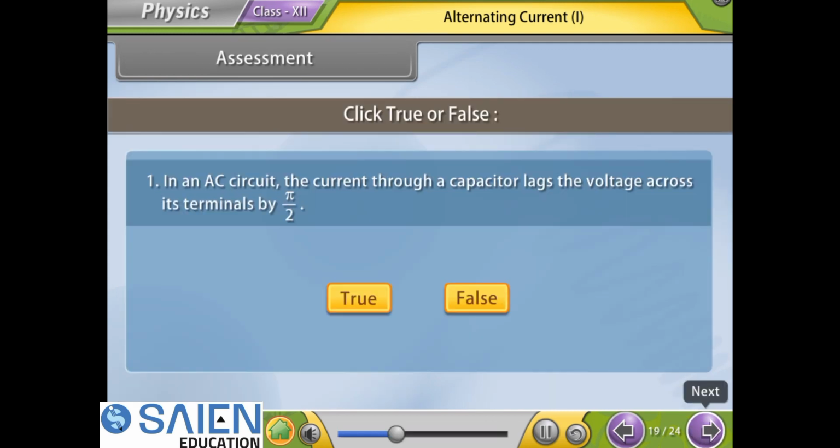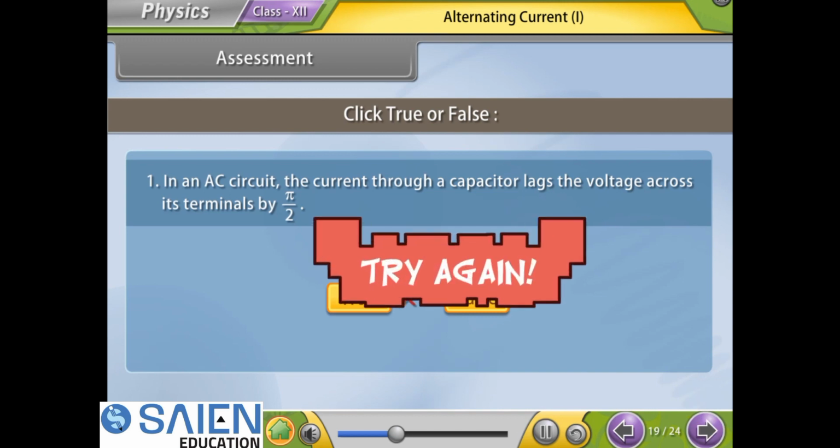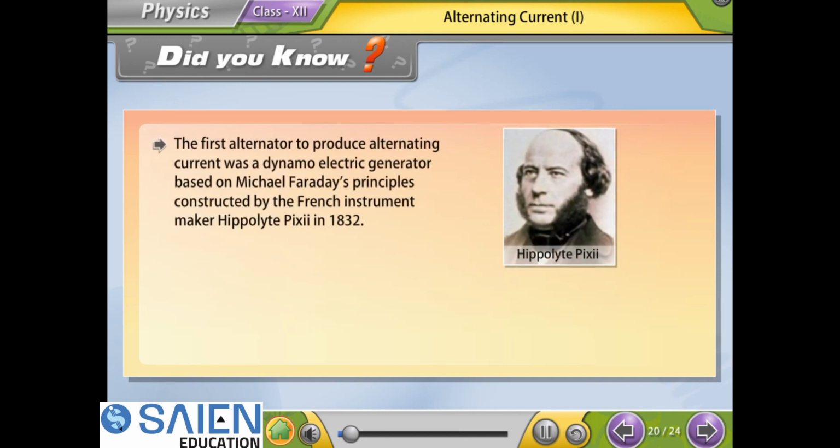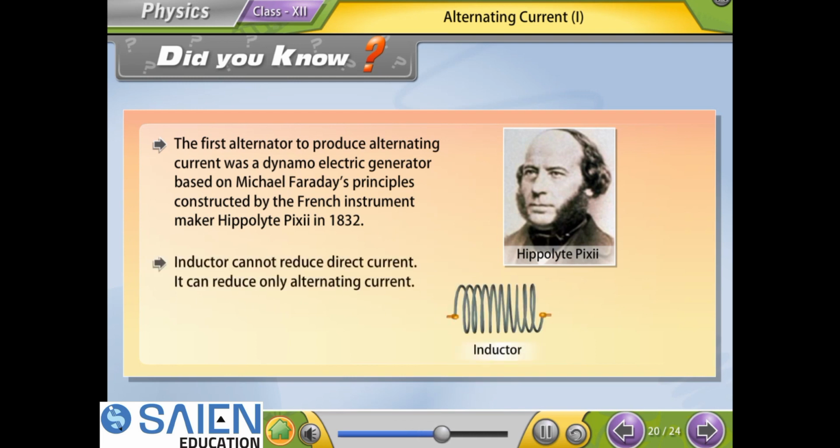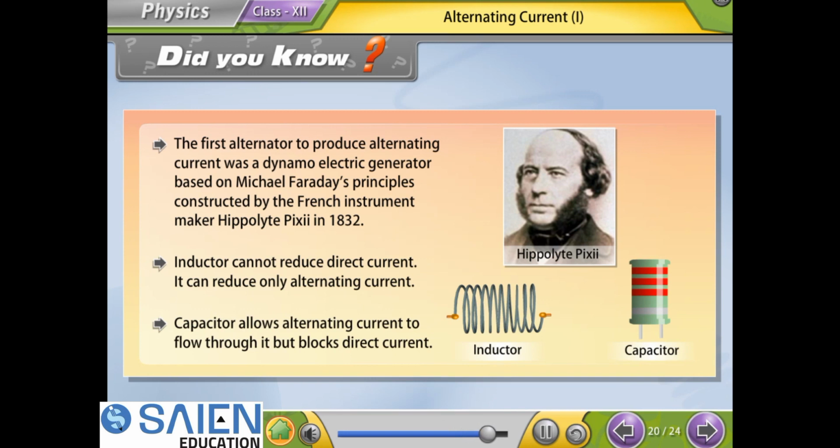Assessment. Before proceeding further, let us know how much you have learned. Click true or false. The first alternator to produce alternating current was a dynamo-electric generator based on Michael Faraday's principles, constructed by the French instrument maker Hippolyte Pixii in 1832. Inductor cannot reduce direct current. It can reduce only alternating current. Capacitor allows alternating current to flow through it, but blocks direct current.